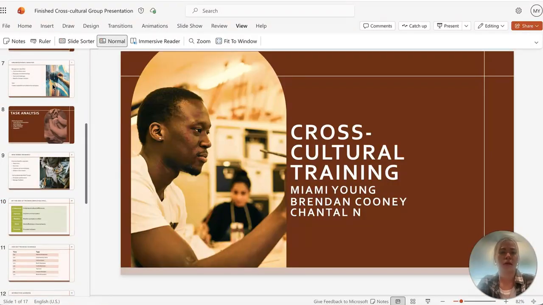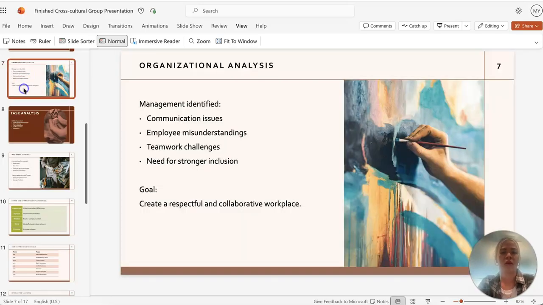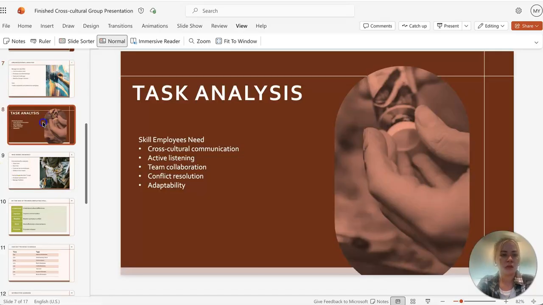Our person analysis identifies who would benefit from the training. Although all employees should participate, supervisors, new hires, customer service employees, and those working with diverse teams would benefit the most. To identify training needs, employees would need to complete a questionnaire, and managers would provide feedback about common communication challenges.